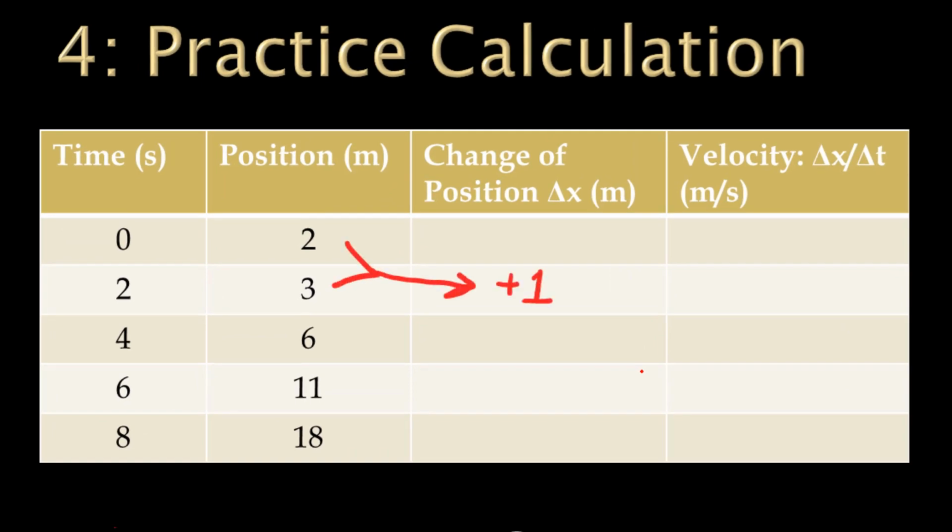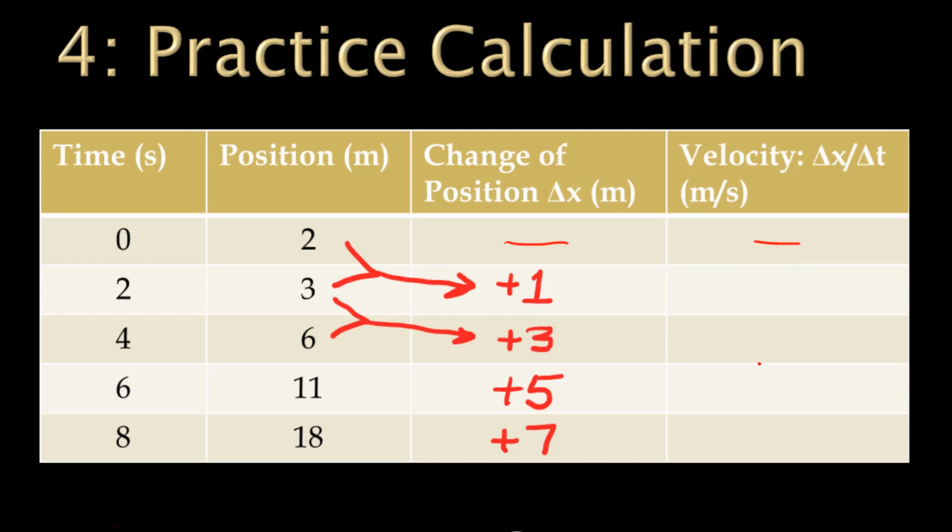So from 0 to 2 seconds, I went from 2 to 3 meters, so my position changed 1 meter. From 2 to 4 seconds, I went from 3 to 6 meters. My position changed by 3 meters. From 4 to 6 seconds, I moved 5 more meters, and from 6 to 8, moved another 7 meters. Notice that there's no entry in the first line because we have to look over an interval, and there's no interval in the first position.